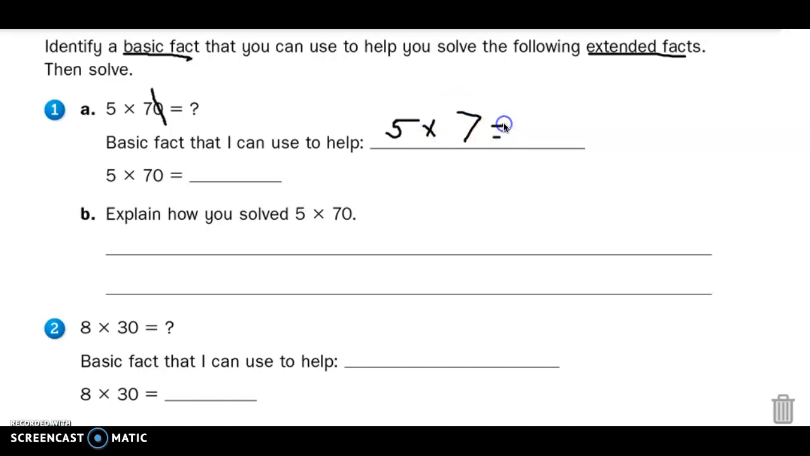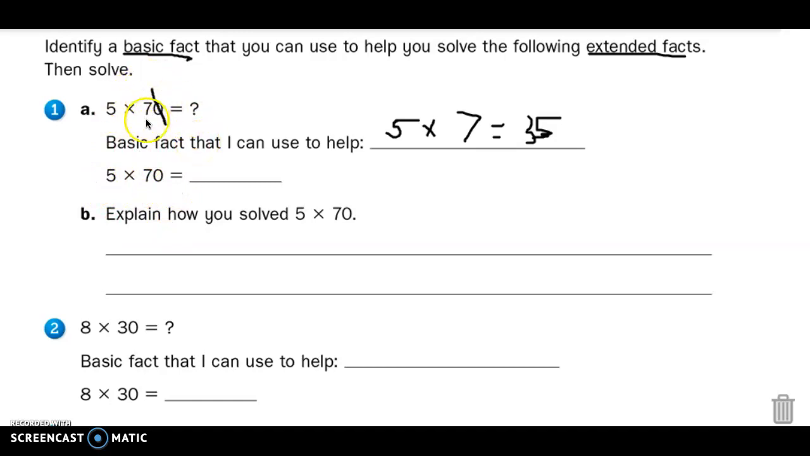We're practicing our math facts. Maybe we got that one right away. So that was my basic fact. Oops, and that's a funny 35, but we're going to go with it. Okay. Maybe you even drew a picture to help you. Maybe you drew 7 5 times. How do we figure out what 5 times 70 is?